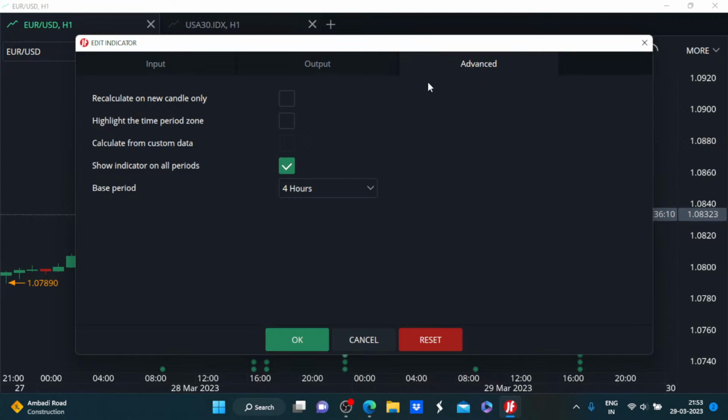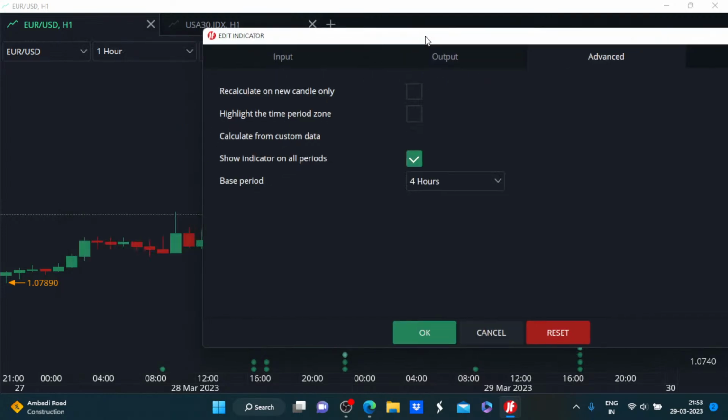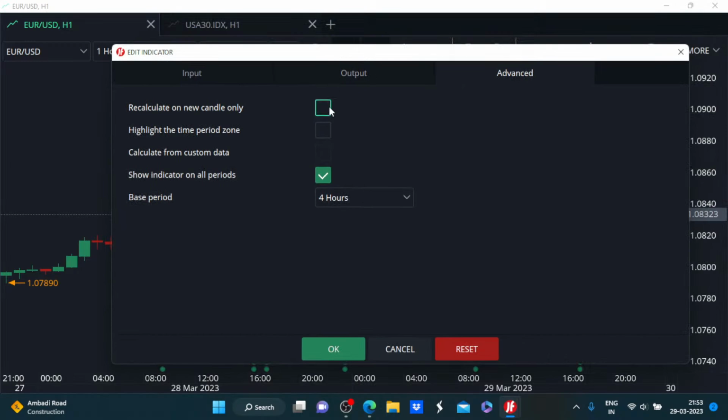Advanced editing option, recalculate on new candle. As this is a two candle formation, it will be done regardless. So this option is not going to make much of a difference. Highlight the time period zone. Two candles will be highlighted. Calculate from custom data. We can't do anything in terms of the input, so these are being disabled.